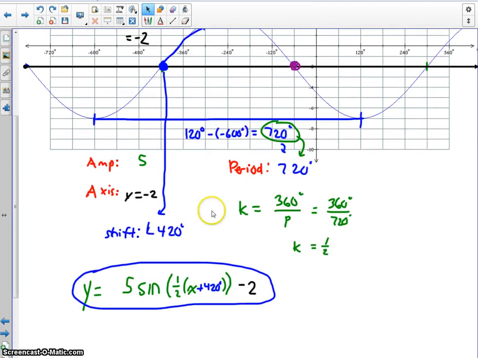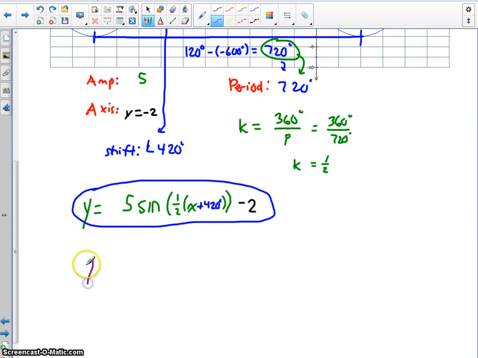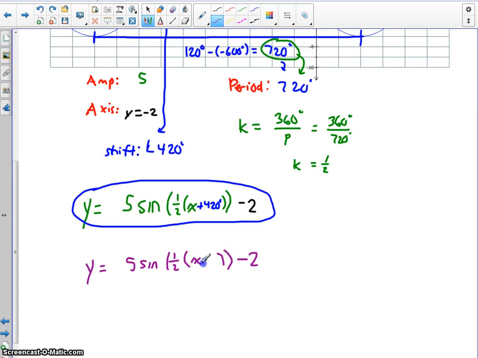Okay, again, I could do that, but it's just going to create a couple of slight little differences. If I choose a different place to start my equation, I'm still going to have 5 sine, and my k value is still a half. My phase shift might be different, but my axis is still the same. If I start here, I'm starting at negative 60 degrees along the x, so my phase shift is going to be left 60, so I have x plus 60 degrees.